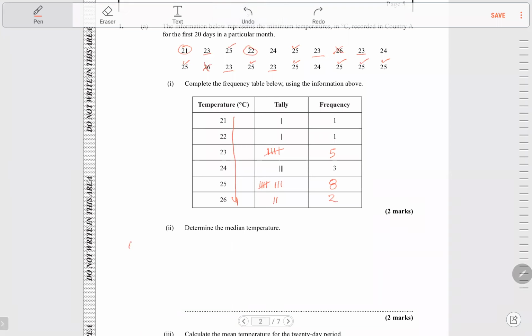So instead of listing them down like that, what you can do is count how many terms you have by putting in a cumulative frequency column, where you're adding up the frequency to count how many terms you have as you go down the values. After you put in the 21, you will have 1 term. After you put in the 22, you now have 2 terms in the line. You put in the 5 23s, you now have 7 terms in the line. You put in 3 more terms, and then you put in 8 more terms.